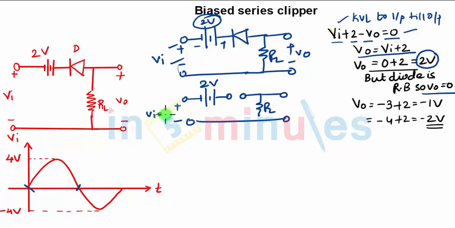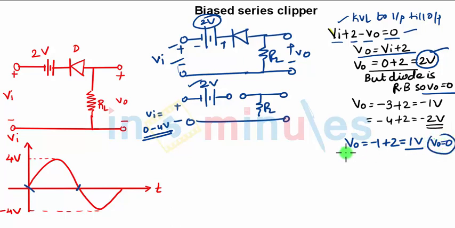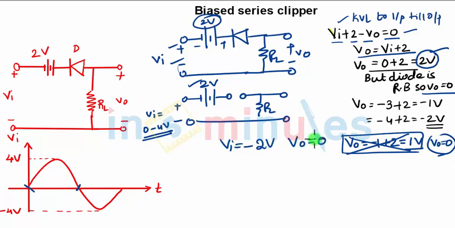In the negative half cycle your VI varies from 0 to minus 4 volts, right? So until you overcome 2 volts: when your input is minus 1, minus 1 plus 2 gives you 1 volt. But the diode is still reverse biased because you have not overcome this 2 volts, so the output will be 0 volt. This is just for calculation, but ideally you will not get any output. At 2 volts it will be 0; for an input of minus 2 volts, your output will be 0 volts.